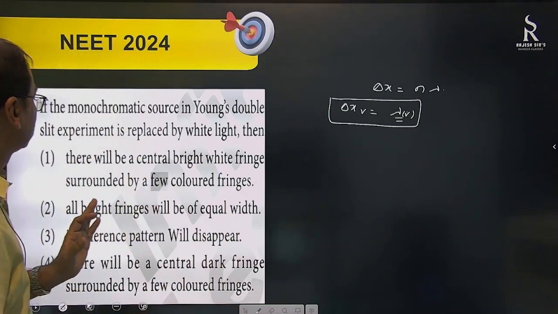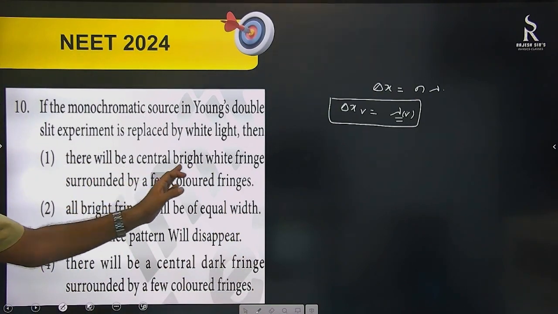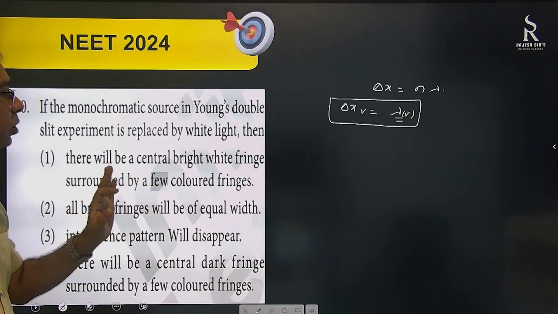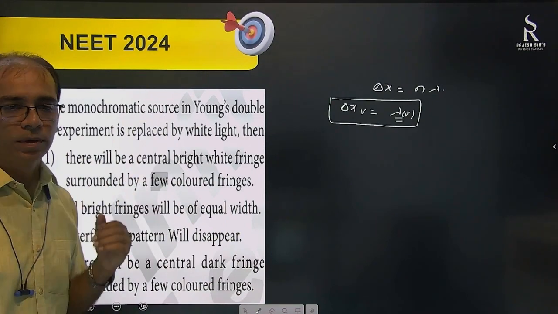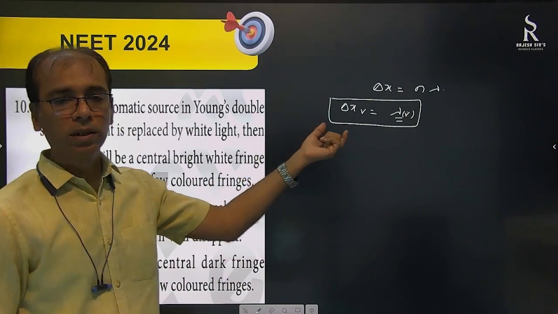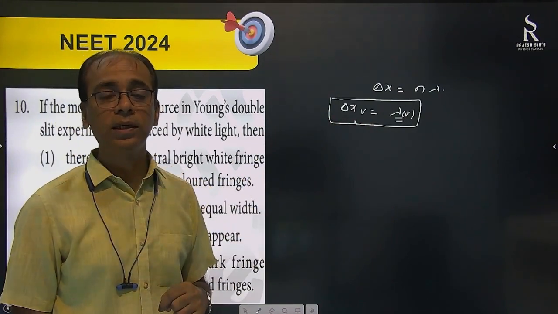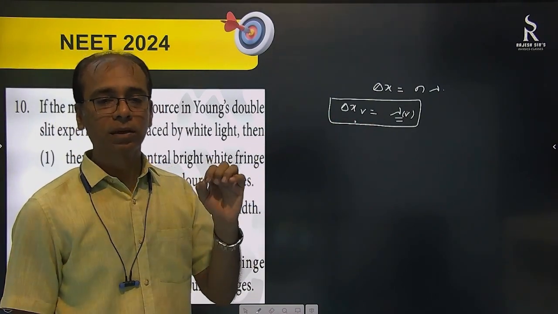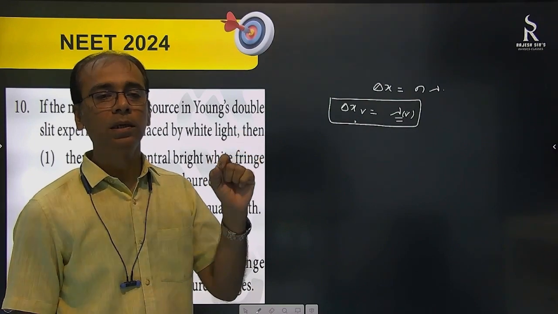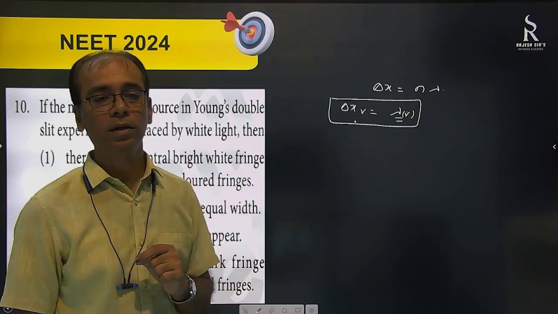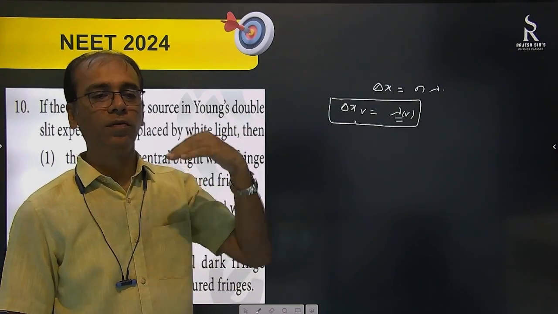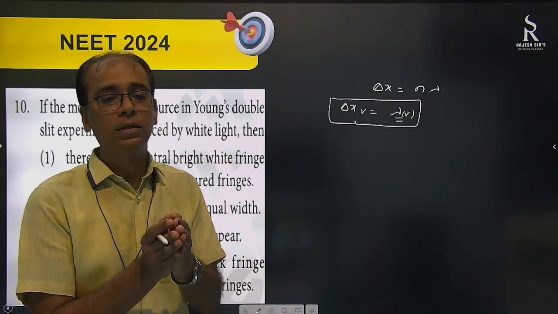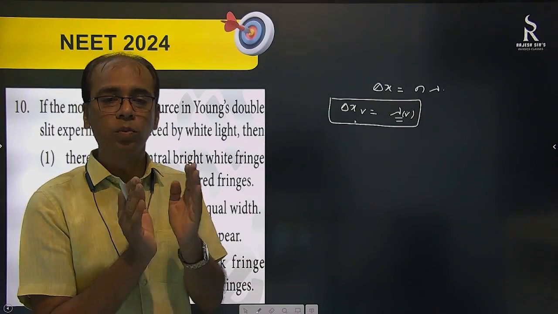So what are the options saying? Let's say there will be a central bright white fringe surrounded by a few colored fringes. This is correct, because colored fringes will be there. As I told you, because delta x corresponding to maximum intensity is different for different wavelengths, that's why different color fringes will form. But the central maxima is white.